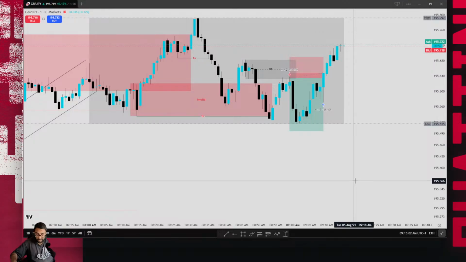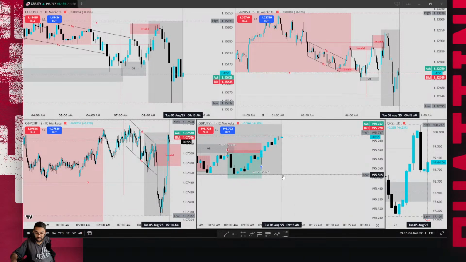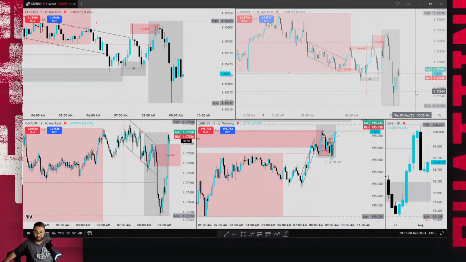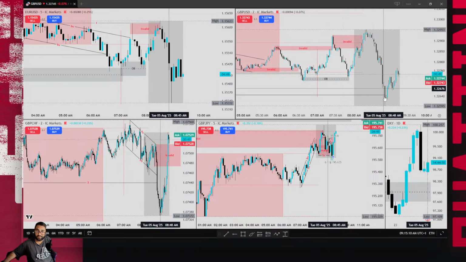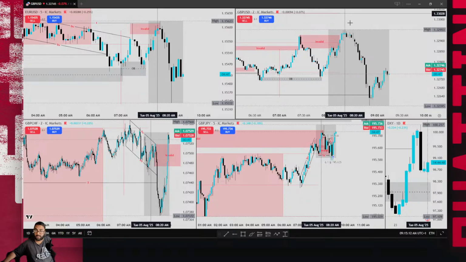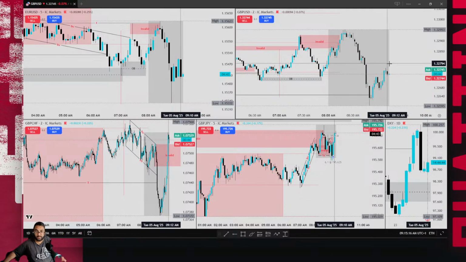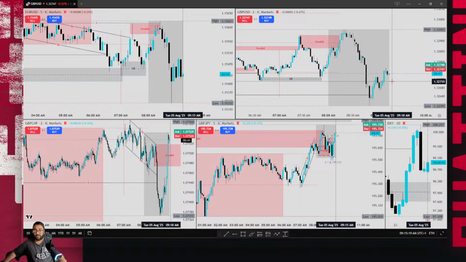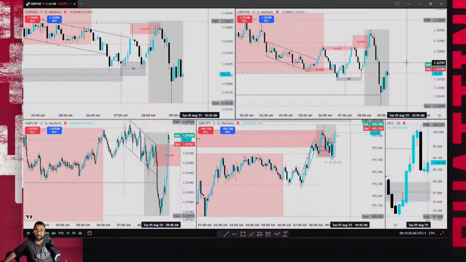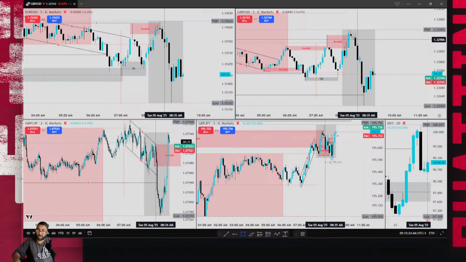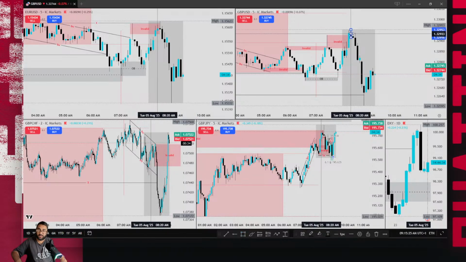Right, let's get out of this now. Focus on the pairs before anything else happens and I miss it. Okay, low, high, low, low, lower, high, higher, low, higher, high. Could take a long from here and then say this. I'd say this zone's invalid actually. People are gonna sell from the high.